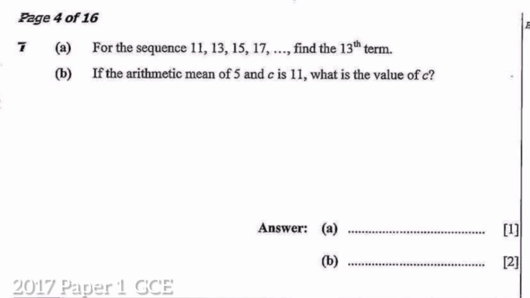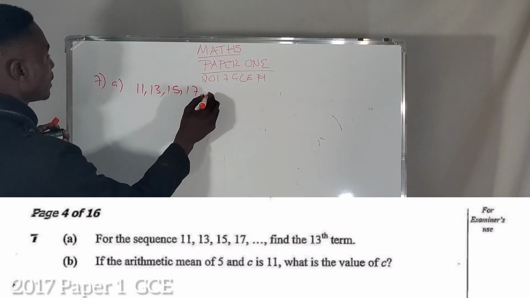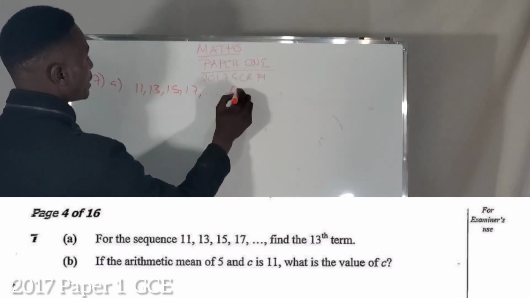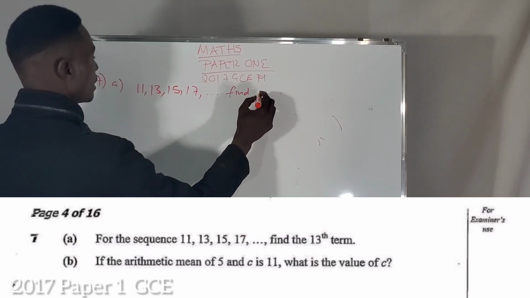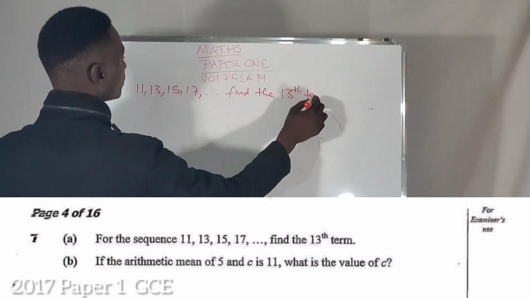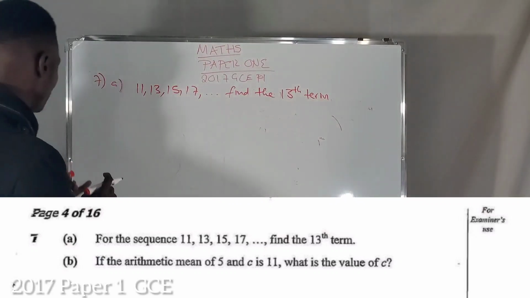A, there's a sequence here. We are given the sequence 11, 13, 15, 17, and other numbers. Then they're asking us to find the 13th term. All right, find the 13th term.